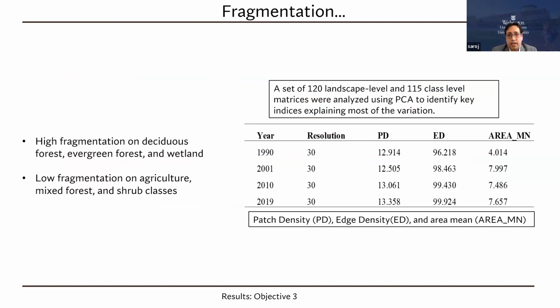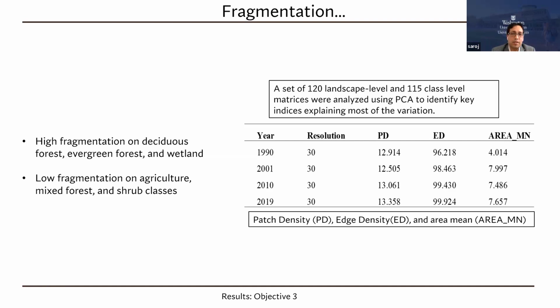I use FragStat for this fragmentation. I use a set of 120 landscape-level and 115 class-level metrics to explain the fragmentation. The landscape level gives you a single value over the entire area, whereas the class level gives you the value based on your land cover type.